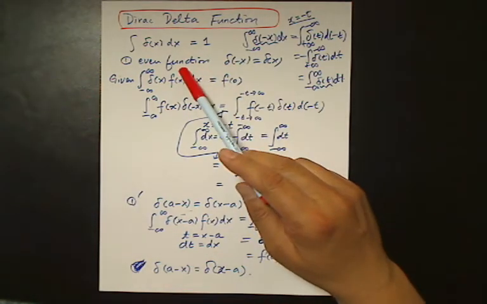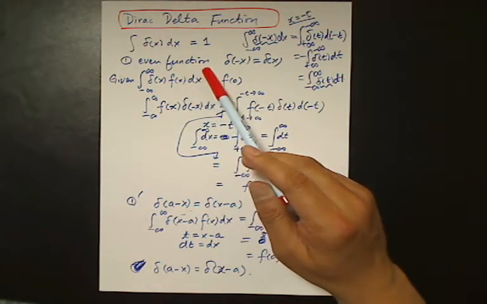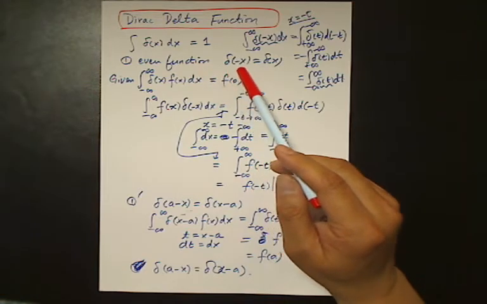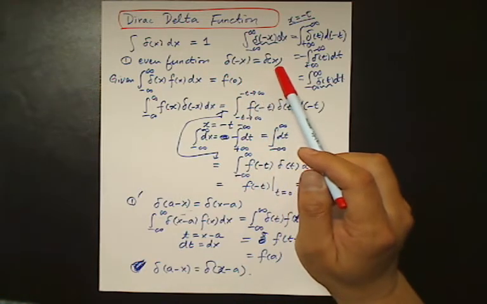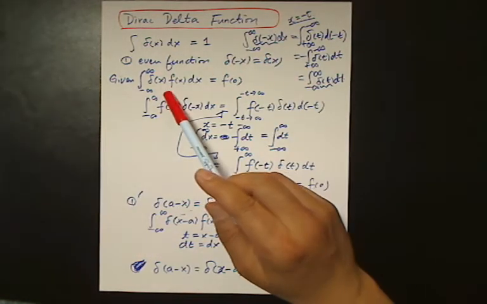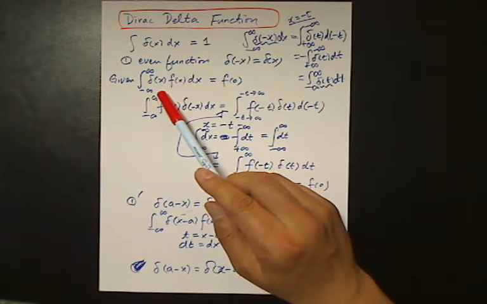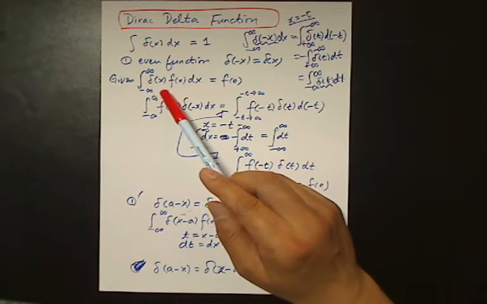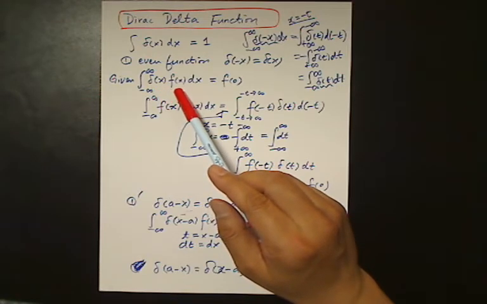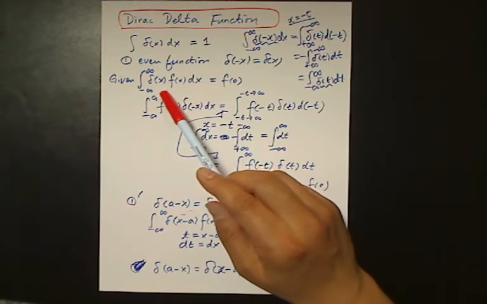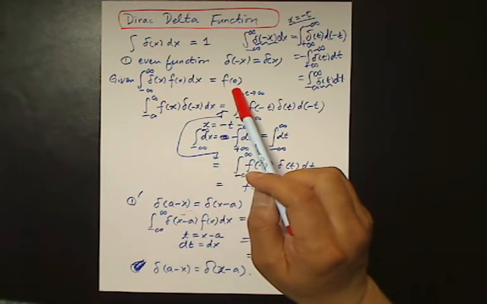And we can prove that this function is even. That means delta of minus x is the same as delta of x. Let us consider the integral of f of x. By definition, the delta function multiplied by f of x, integrated over the whole space of x, will be f of 0.